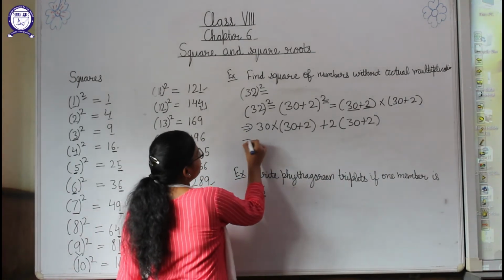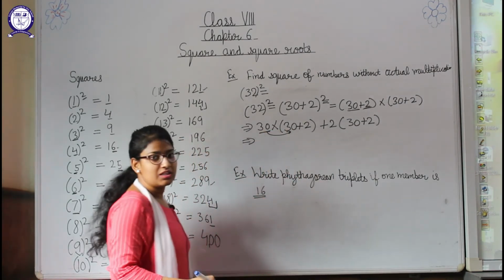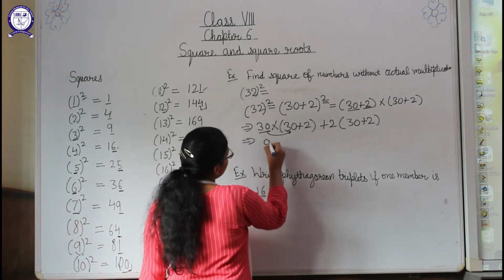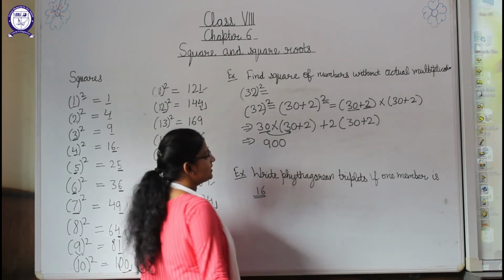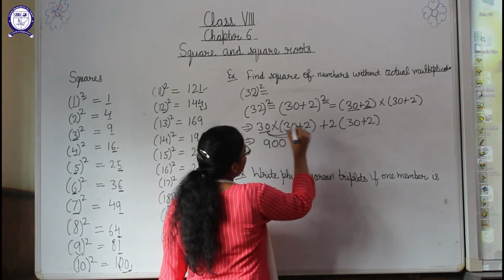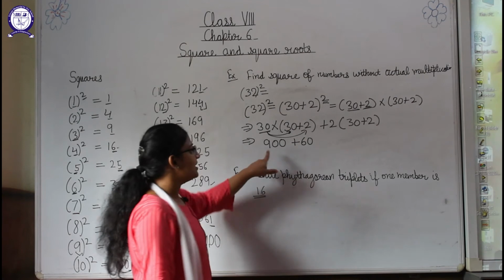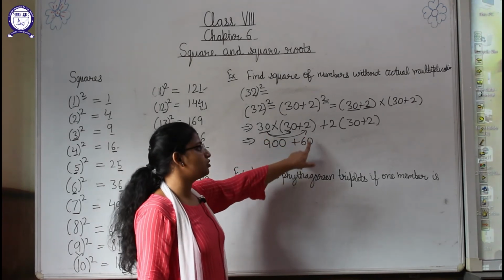Okay, now 30 into 30, we will multiply 30 with 30, but we will get 3 3s is 9 and here are 2 zeros, so it will be 900. Then we will multiply 30 with 2, but we will be getting 30 into 2 is 60, so 900 plus 60, 30 into 2 is 60.